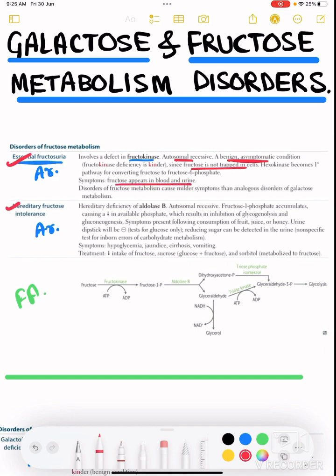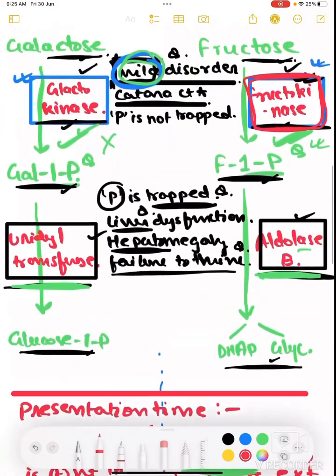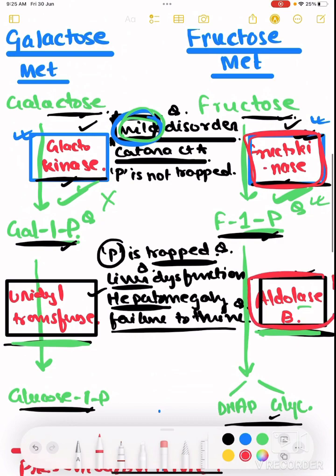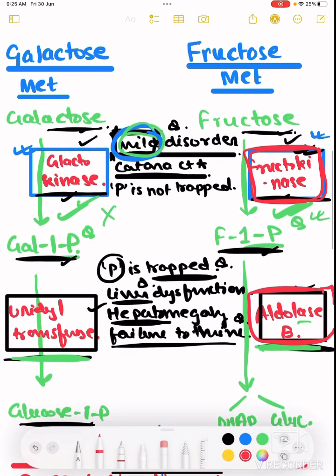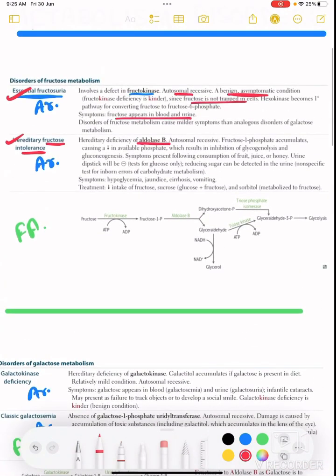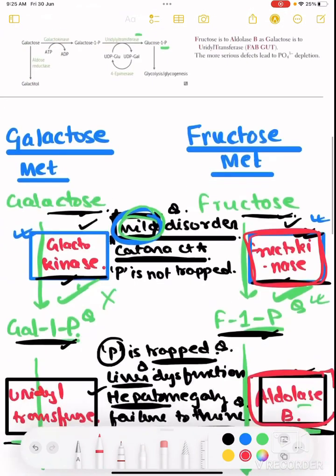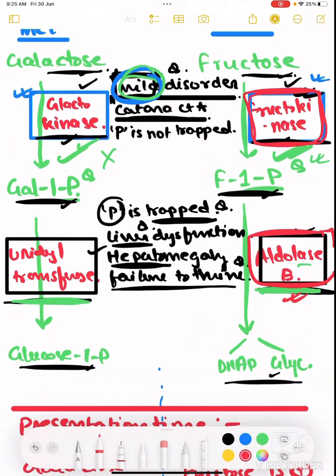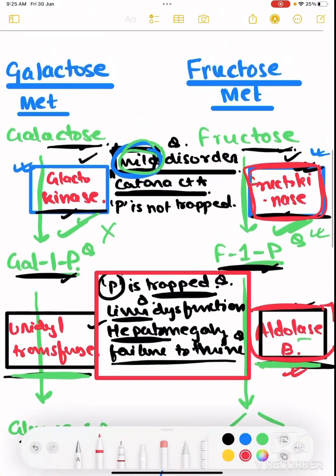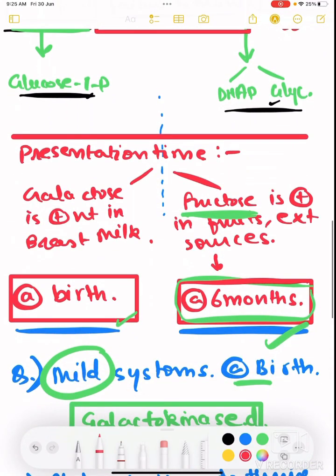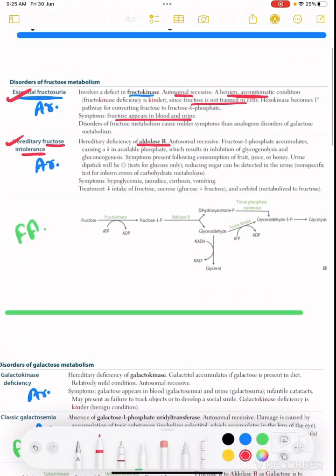So this is it. Now hereditary fructose intolerance. It is a deficiency of aldolase B, right? If you are deficient in this particular enzyme, it will cause aldolase B deficiency disorder, and the name of the disorder is hereditary fructose intolerance. So already you can understand that if aldolase B is deficient, then the symptoms will be large, right? Heavy or major symptoms will be present, and since it is a fructose metabolism disorder, the symptoms will be present at 6 months of age, right? Not at birth.